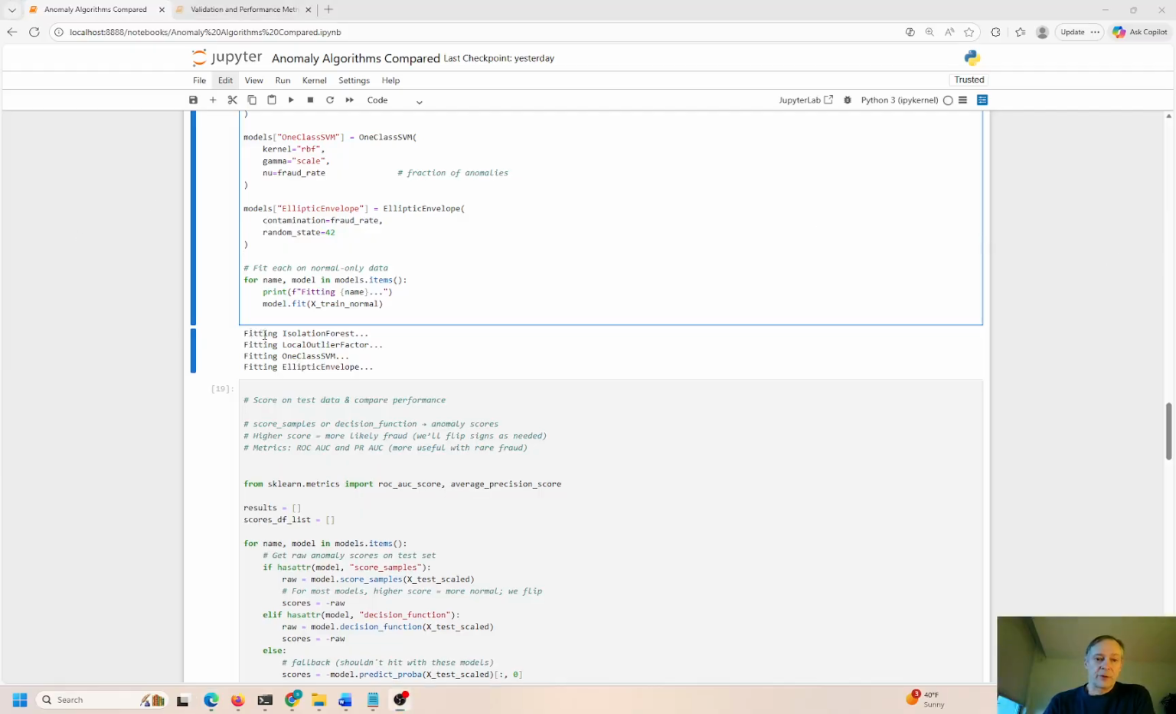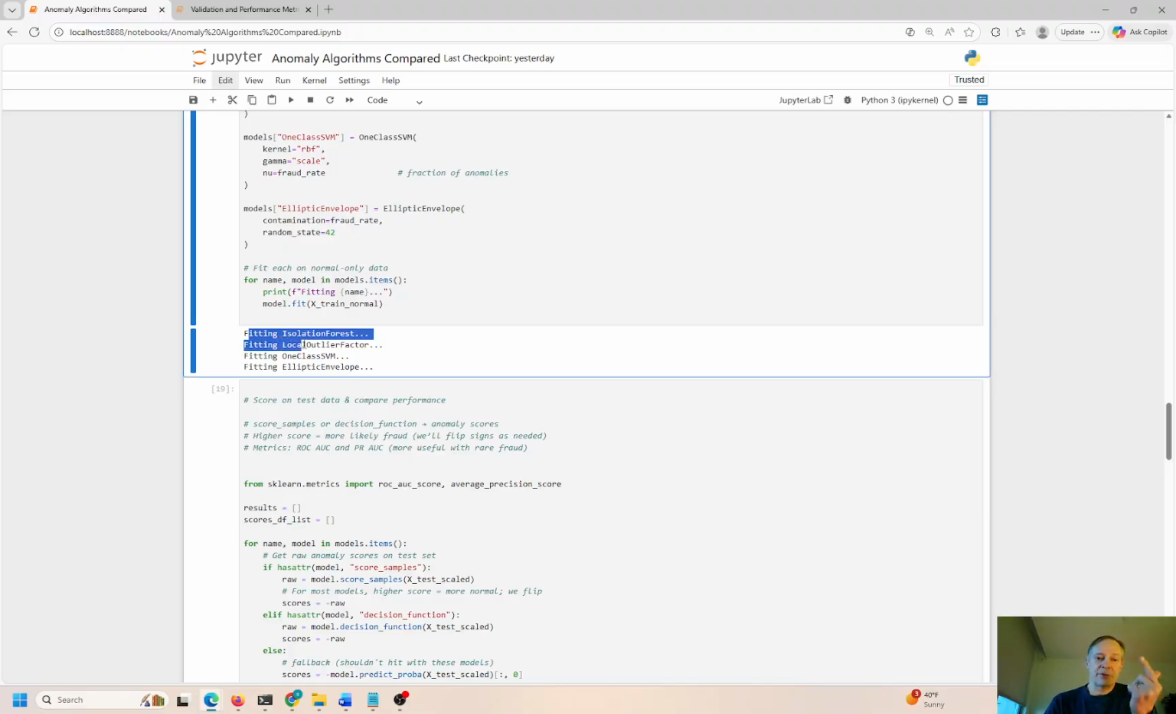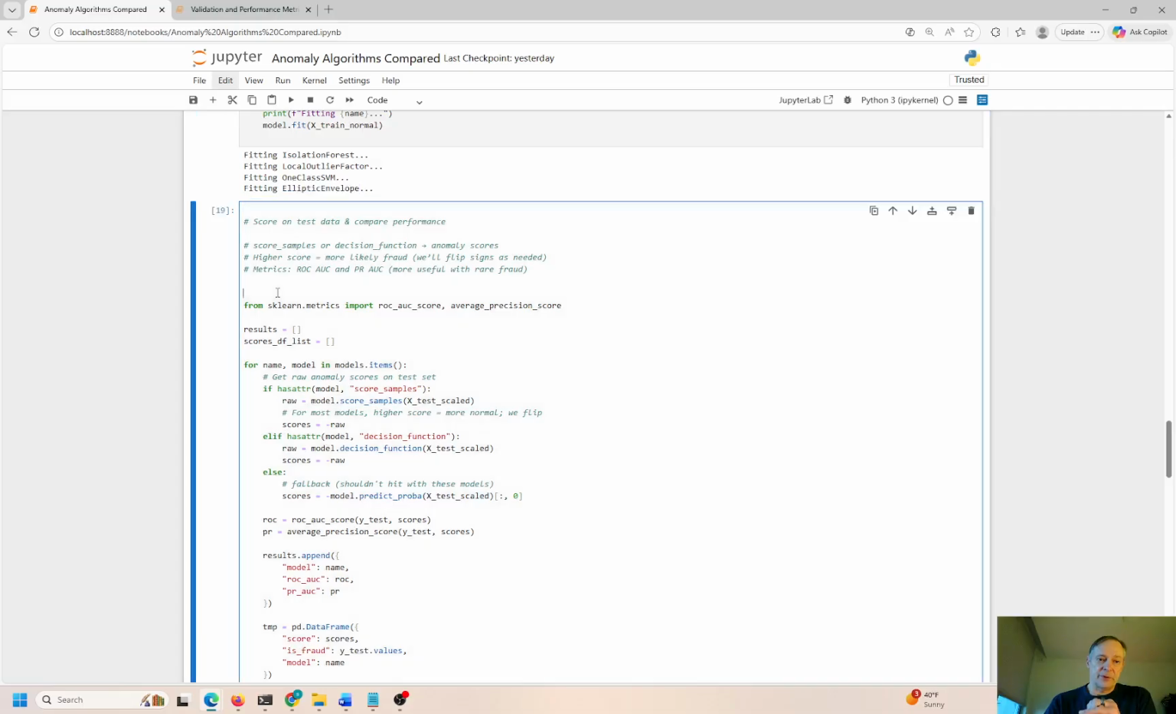Okay, so we have all four done. We can continue on. IsolationForest, LocalOutlierFactor, OneClassSVM, that's the support vector machine, and EllipticEnvelope. Okay, so we're all done training, testing, fitting the models. We can go ahead and see what kind of results we're getting.